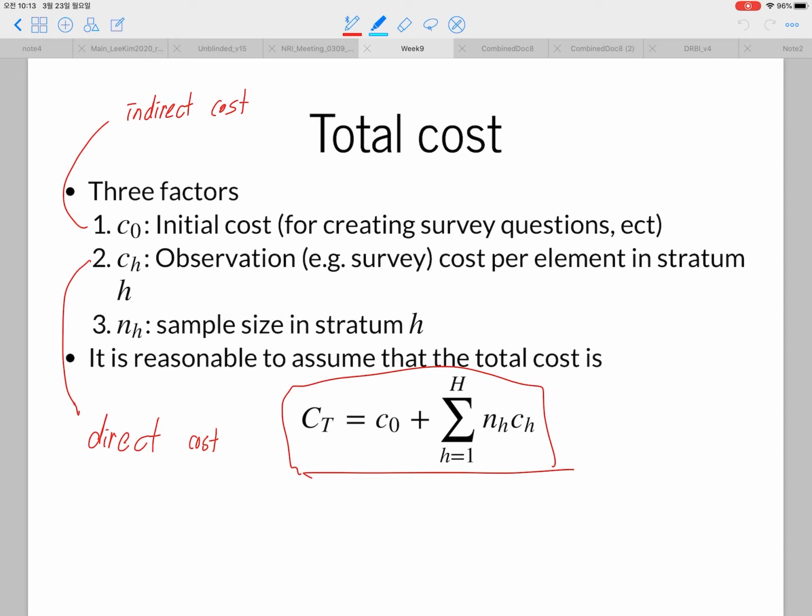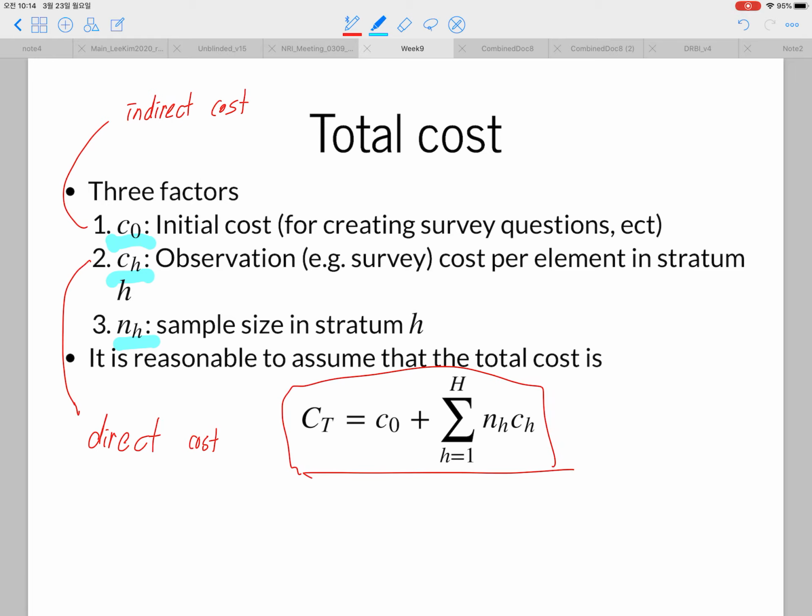If the total budget is given, then we need to construct a cost function for stratified sampling. There are three factors in the cost function. The first one, c_0, is the initial cost, such as creating survey questions or other administrative costs. The second one is the direct cost associated with the observation, that is, obtaining the sample answers. It can be different from stratum to stratum. For example, the survey cost in Iowa may be different from the survey cost in New York City. So we will use c_h, subscript h, to denote the cost for surveying one unit in stratum h. The third factor is the sample size. The more we sample, the higher the cost will be.